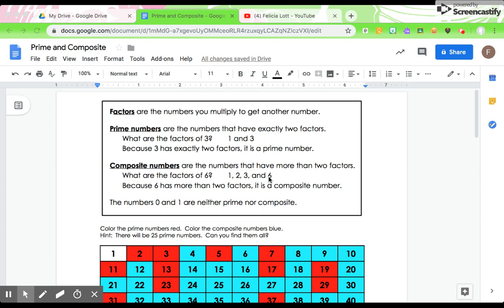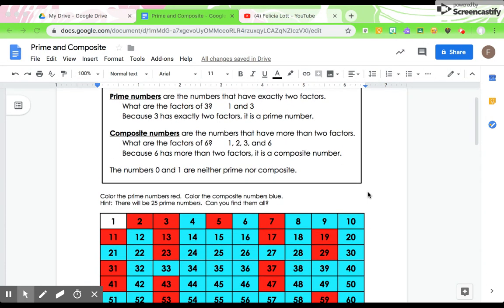So first, we can always start with 1 because 1 is always a factor of every number. So first, we do have 1 times 6. But looking at 6, I first recognize, wow, that's an even number. So that means 2 has to be a factor. So 2 times some number gives me 6. 2 times 3 is 6, making 2 and 3 also a factor pair. Now, because 6 has more than two factors, it is a composite number.